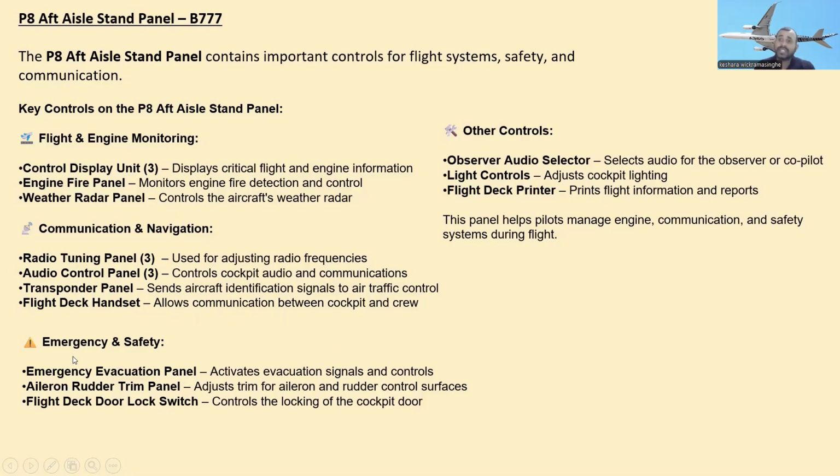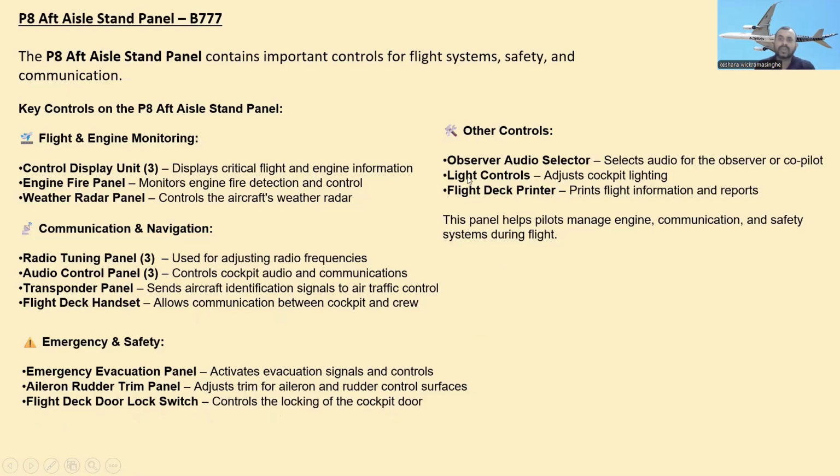Next one, emergency safety. Under emergency safety, they have three: the emergency evacuation panel, aileron rudder trim panel, and flight deck door lock switch. The emergency evacuation panel activates evacuation signals and controls, the aileron rudder trim panel adjusts trim for aileron and rudder control surfaces, and the flight deck door lock switch controls the locking of the cockpit door.